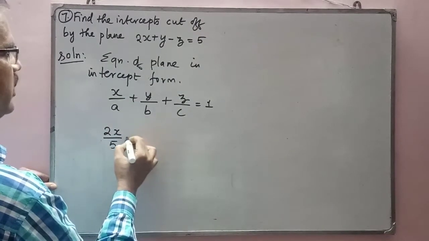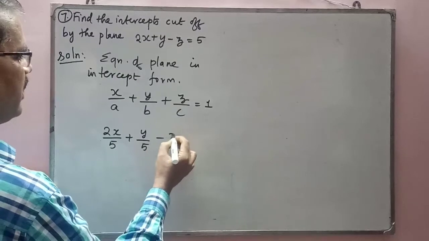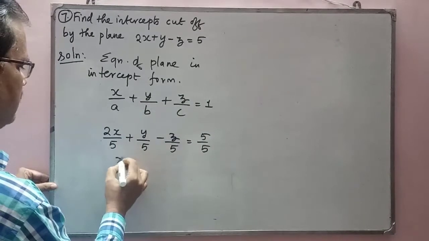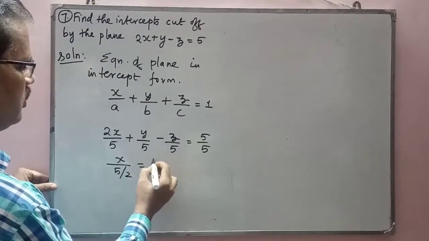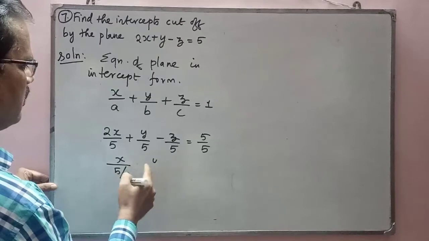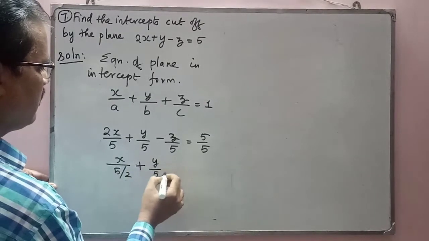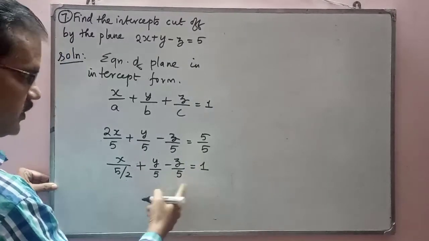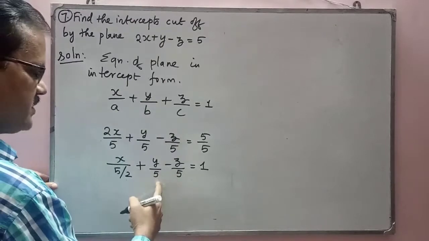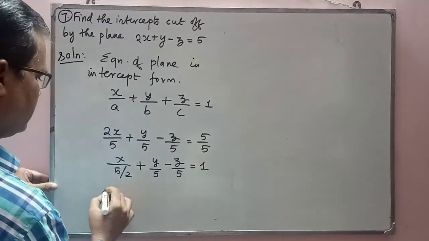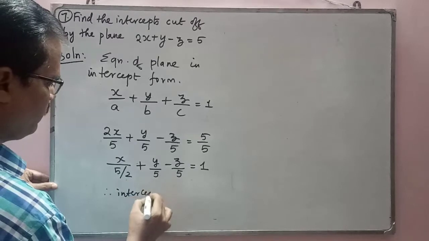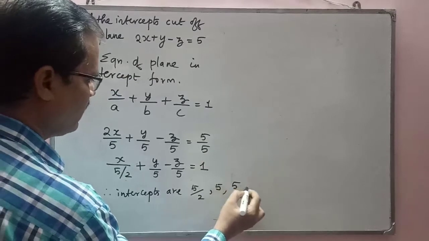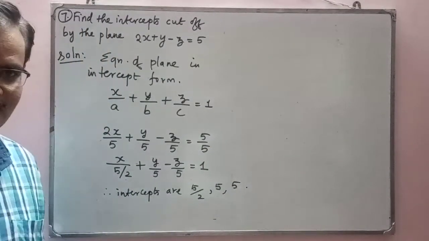We have 2x by 5 plus y by 5 minus z by 5 equals 5 by 5, which is going to be 1. Now I am bringing this 2 to the denominator. We have x by 5 by 2 plus y by 5 minus z by 5 equals 1. So these are the intercepts. Comparing with this, a is the x-intercept, b is the y-intercept, c is the z-intercept. Therefore, intercepts are 5 by 2, 5, 5. This completes the solution, children.